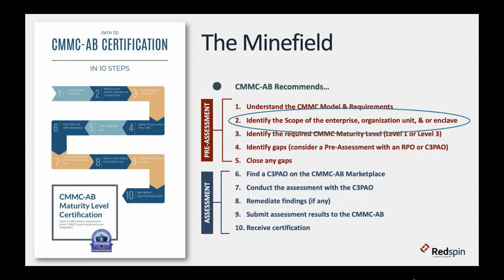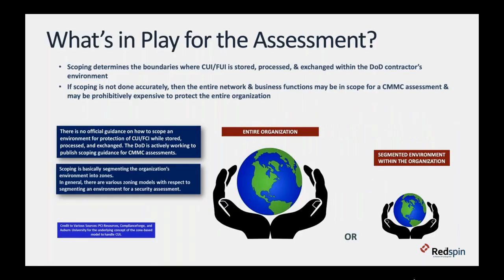So next slide, please. Let's dive a little bit deeper into scoping. Scoping defines the boundaries where FCI and CUI are stored, processed, and exchanged, transmitted within the DoD contractor's environment, within the OSC's environment. So first and foremost, we're here to protect the data. Secondarily, scoping will reduce the footprint for the CMMC assessment, but the operative word here is secondarily.